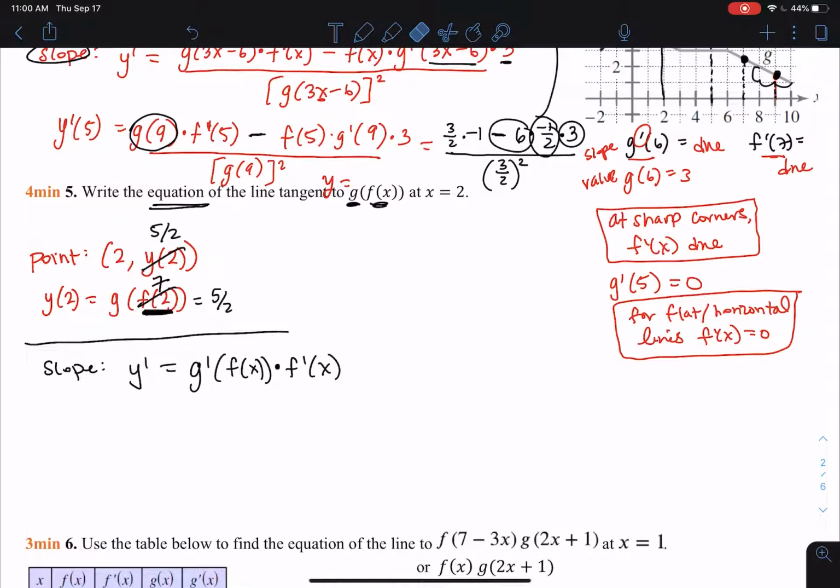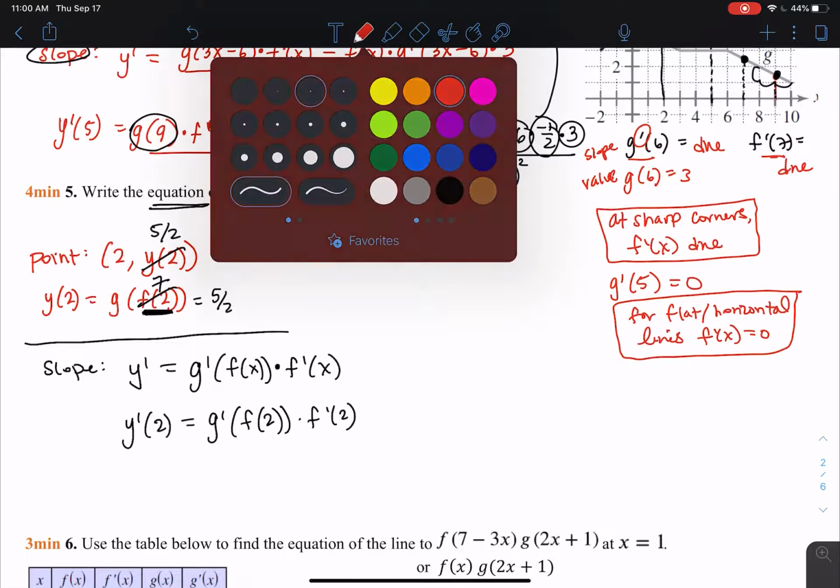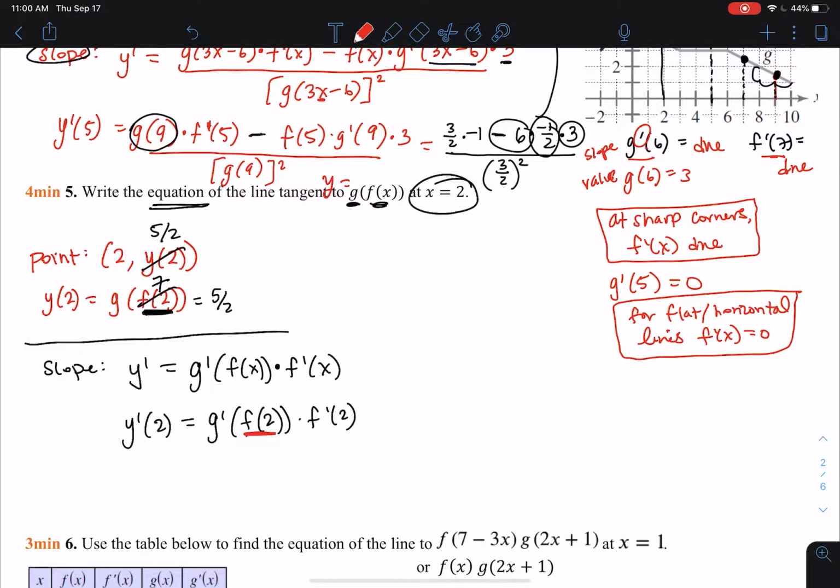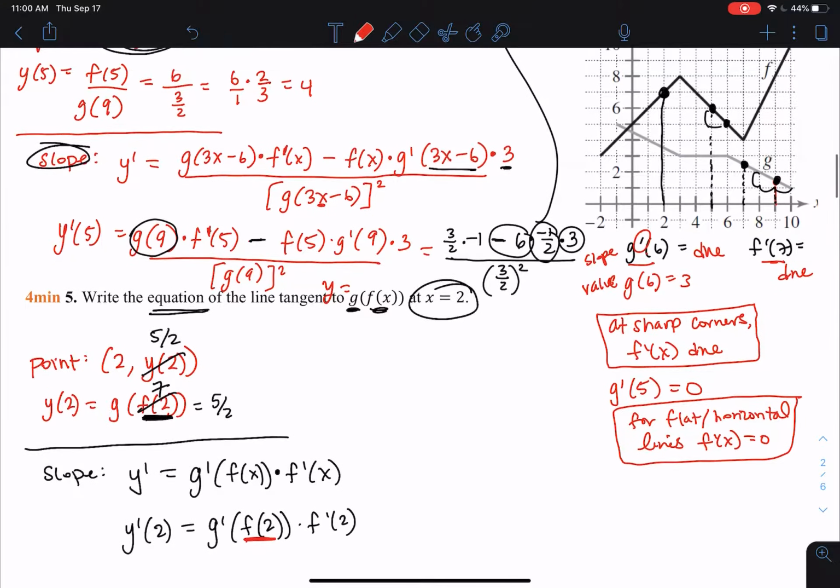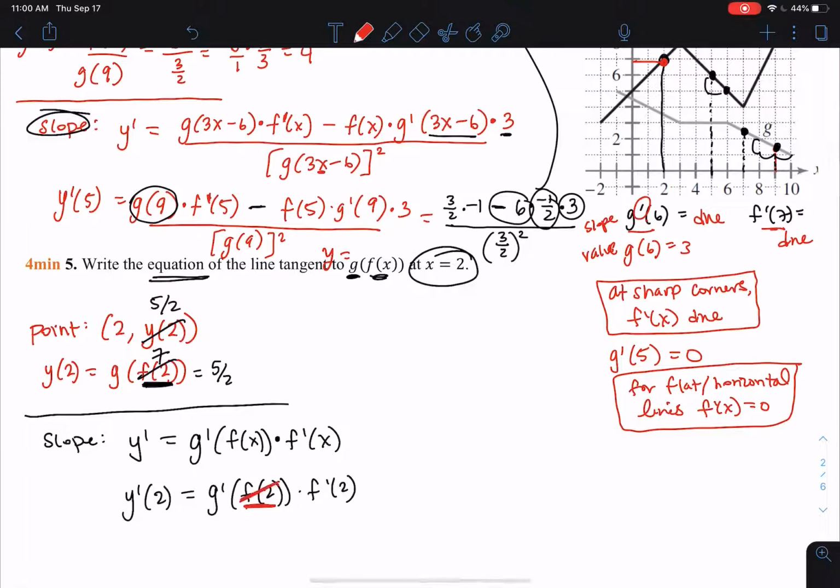So now we're going to plug in what? Well, we want the slope at x equals 2, so let's find y prime of 2. We're not doing anything fancy here, just plugging in 2 everywhere we see an x. And now we will start using our graph. So starting on the inside, I can find f of 2 first. F of 2 we found earlier is just 7. Now that I know that's 7, I can now find g prime of 7.